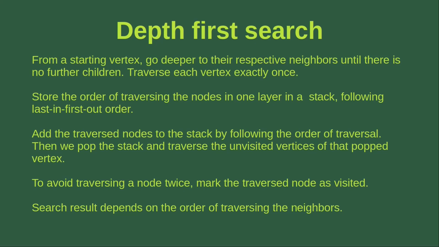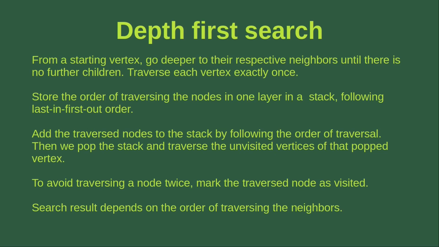In this video, I'm going to discuss the depth-first search. The depth-first search is something like this. From a starting vertex, we go deeper to the respective neighbors until there is no further children for that neighbor. And we need to traverse each vertex exactly once.